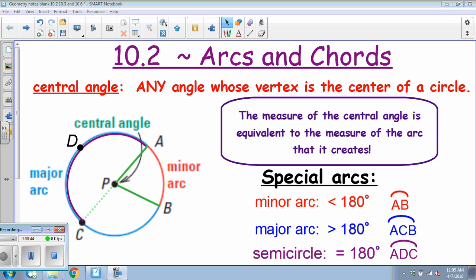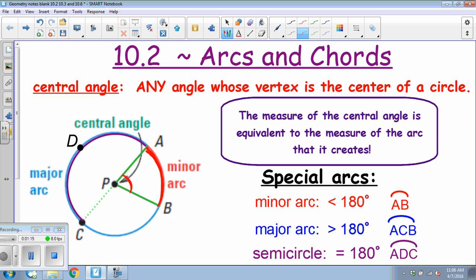Now, what's important to know about a central angle is this. The measure of the central angle is equivalent to the measure of the arc that it creates. The measure of the arc is the piece of the circle that was created by that angle. So this angle here is equal to the measure of that arc. The measure of the arc is also a degree measure. Okay, it's strange and hard to conceptualize, but it is.